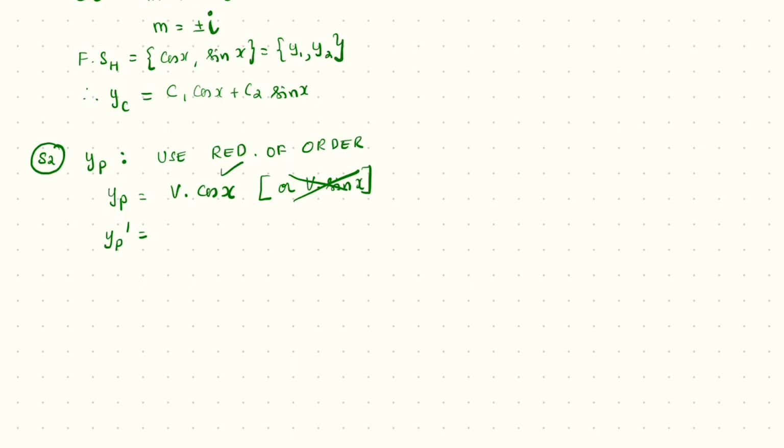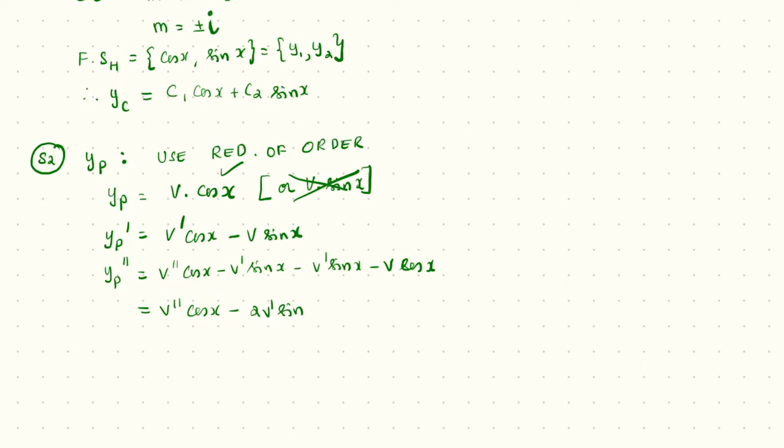Yp prime is going to be v prime times the cosine x using a product rule plus v times negative sine x, as you see that. So if I simplify this, you would agree with me, in the interest of space, this is minus v sine x, minus v sine x. And what is the yp double prime? Yp double prime is going to be v double prime cosine x minus v prime sine x minus v prime sine x minus v cosine x, right? So if I simplify, this is going to be v double prime cosine x minus 2 v prime sine x minus v cosine x, right? That's my yp double prime.